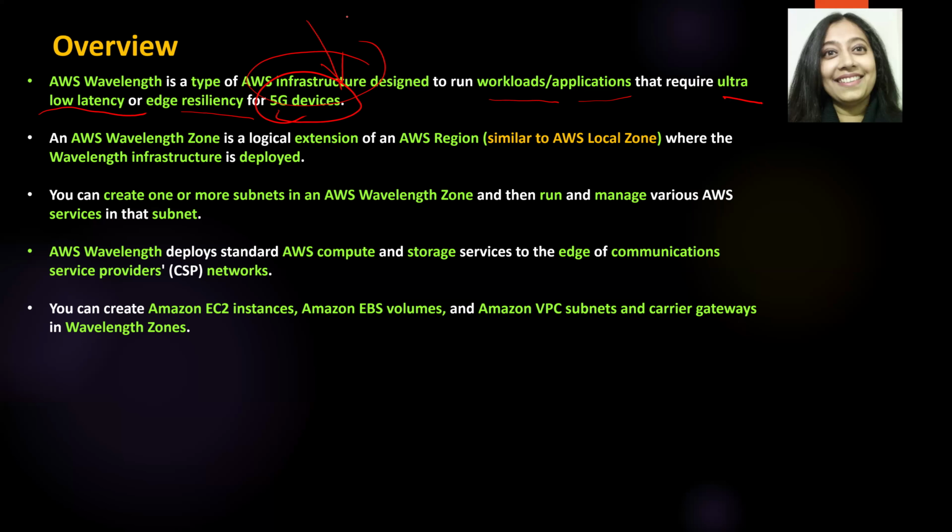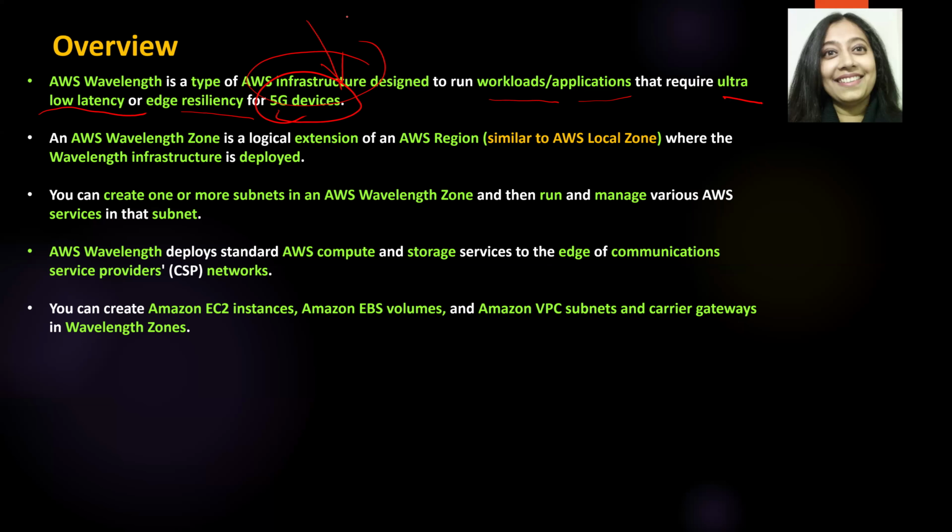So remember that AWS Wavelength infrastructure is designed to provide that ultra low latency or edge resiliency, especially for applications that run on your 5G devices, for your communication service providers or your telecom service providers. So Wavelength Zones are particularly designed to run this Wavelength infrastructure. That is where it is deployed.